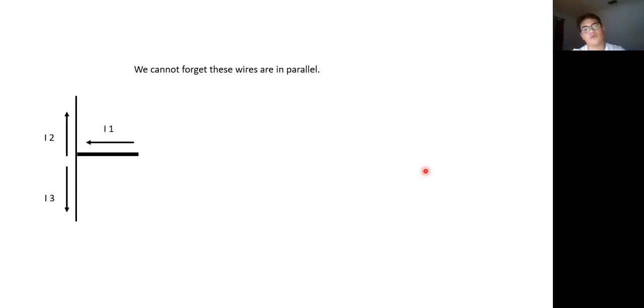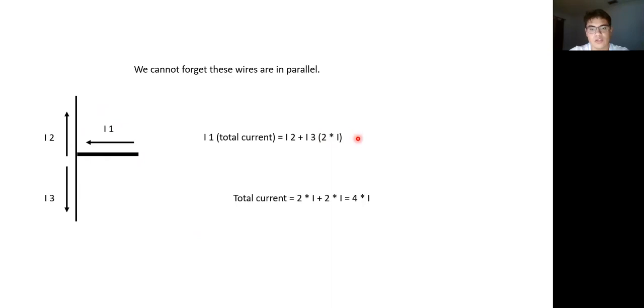But we cannot forget these wires are in parallel now. So using Kirchhoff's rule, we know that the current in is going to be equal to the current out, where the current in is the total current and the current out is going to be the current on each wire. And we know that each wire has a value of 2 times the initial current. So if we're going to add these two, 2 times the initial current plus 2 times the initial current, it's just going to be 4 times the initial current. So the total current going through the wire is going to be 4 times the initial current.